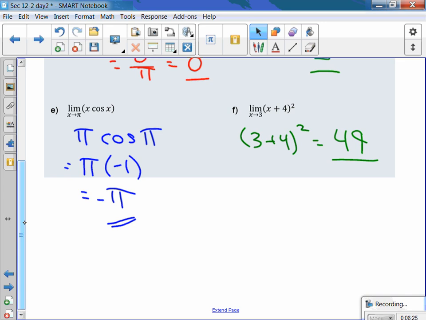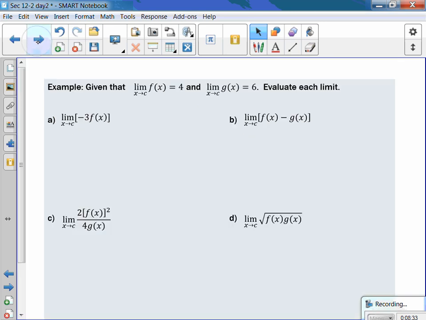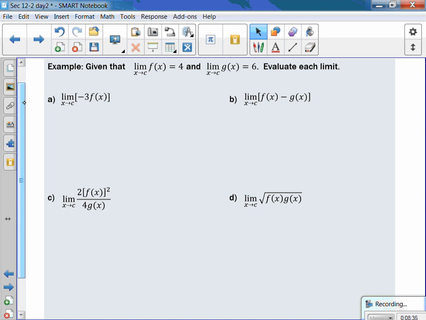Sometimes it is just as easy, folks. Here we're given that the limit of f of x as x approaches c is 4, and the limit of g of x as x approaches c is 6. So here we want to do our scalar multiple, the limit of negative 3 times f of x as x approaches c. What do we do here?